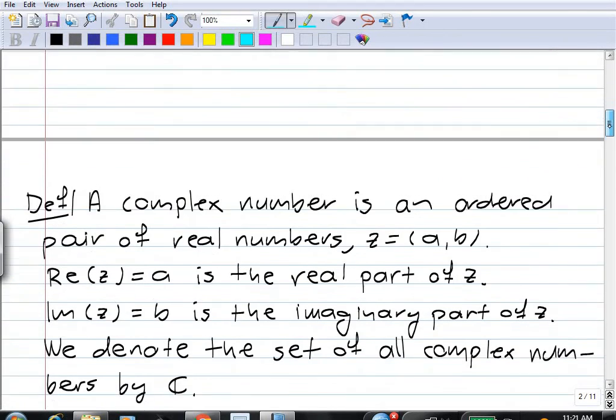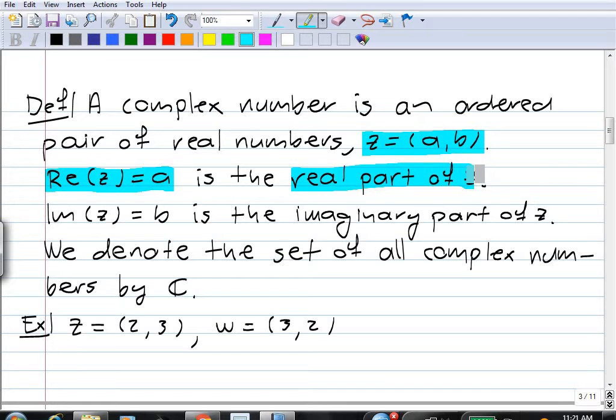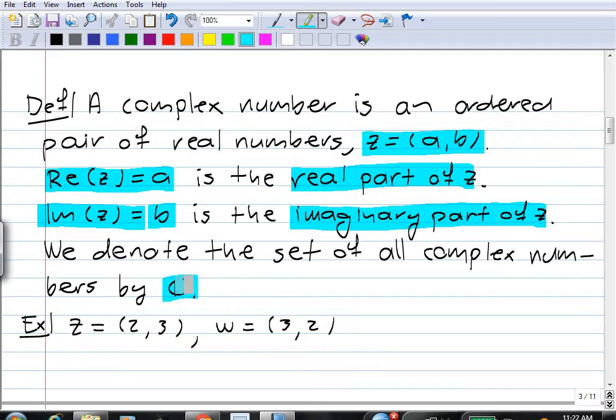Now, what is a complex number? Well, a complex number is an ordered pair of real numbers. So we have two real numbers a, b. We write a first and then b, and that ordered pair is what we call a complex number. The first real number a, we call the real part of z, and write it Re z. And the second real number b, we call the imaginary part of z, and write that Im z. The set of all complex numbers is denoted by blackboard bold C.